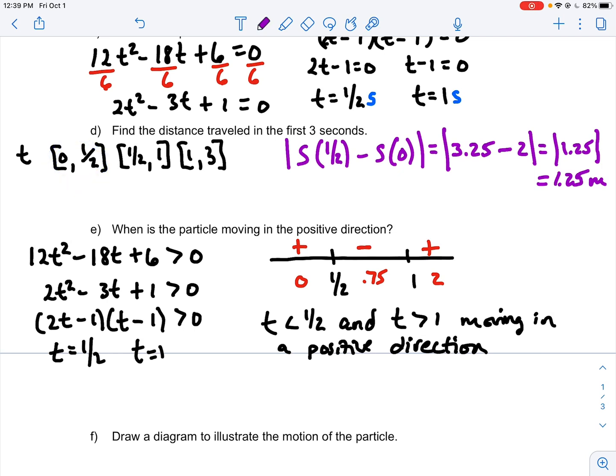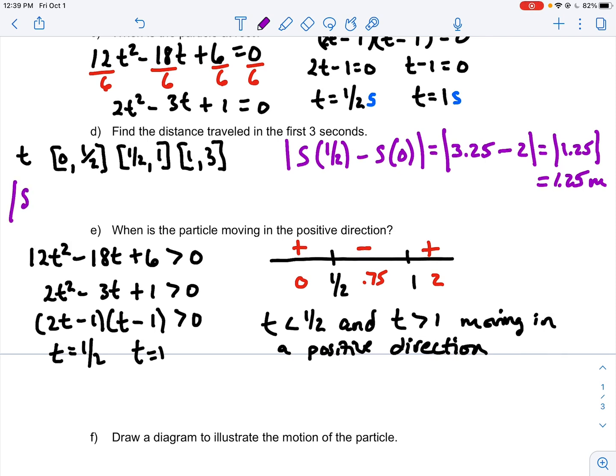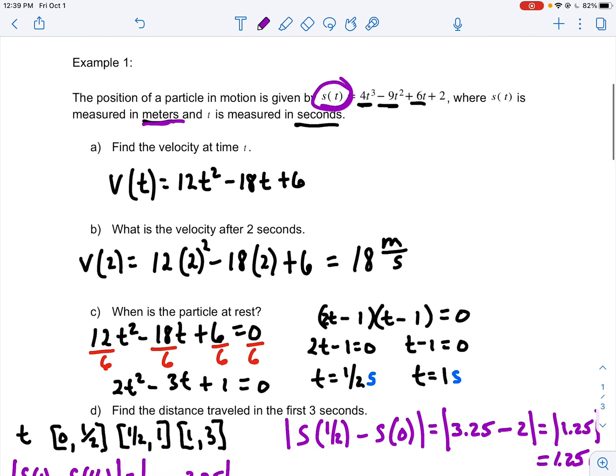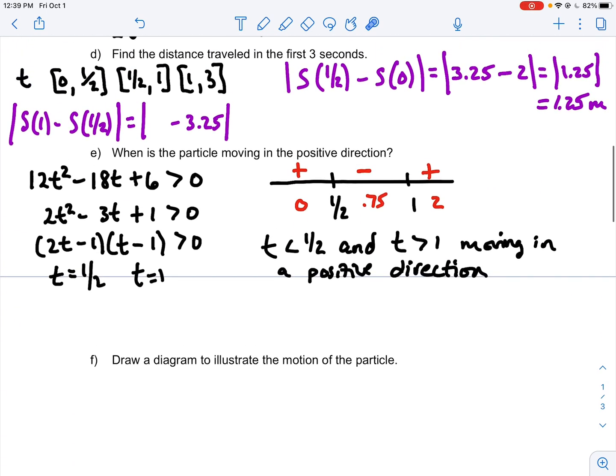Now we need to do the same thing for the other 2 intervals. So we have s of 1 minus s of 1/2. Now the good news is we already know what s of 1/2 is. It's 3.25. We solved that for the last problem. We just have to figure out what s of 1 is. So take your 1, plug it back into your position function up here, and punch it out. See what you get. Now, s of 1, if you punch it out correctly, is going to be 3.